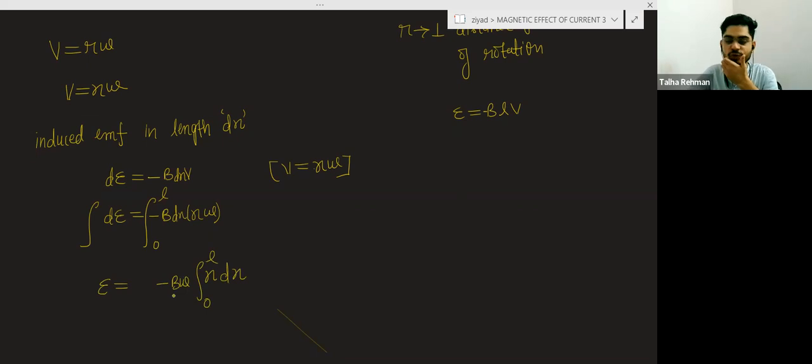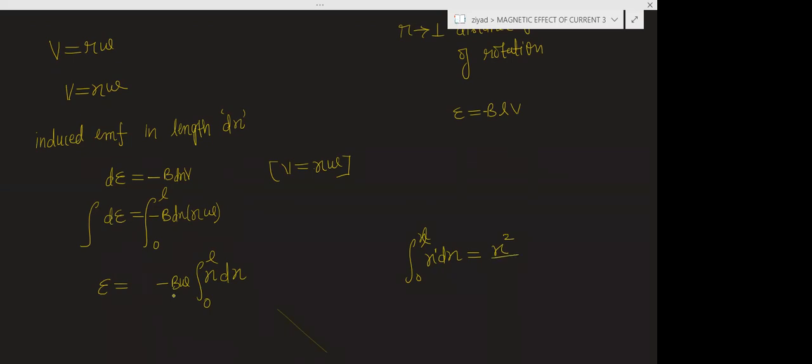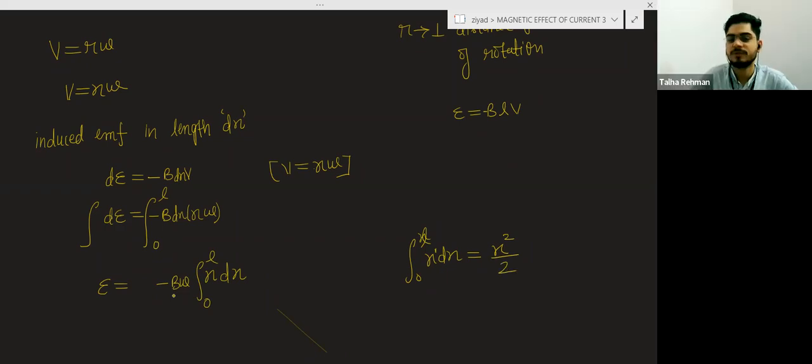Now you should know how to integrate the function. The integral from 0 to L of x into dx. This is x to the power 1 here. When you integrate it, the power increases by one. This will become x square, divided by the new power, 2. And apply the limit 0 to L.